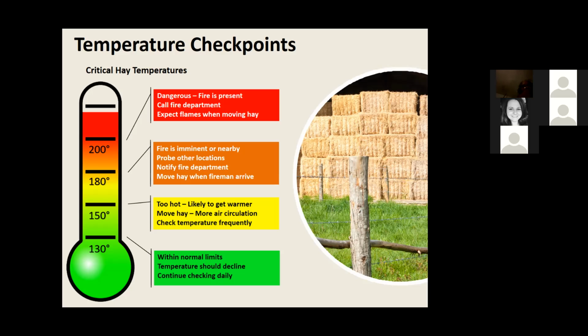If it gets even higher to 180 degrees, fire is imminent or nearby. Probe other locations, notify your fire department, and move hay when the firemen arrive. If you get up to 200 degrees, it is dangerous. Fire is present. Call the fire department. Expect flames when you're moving hay.